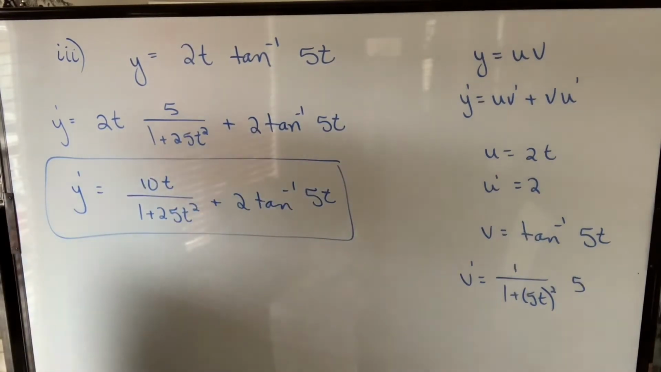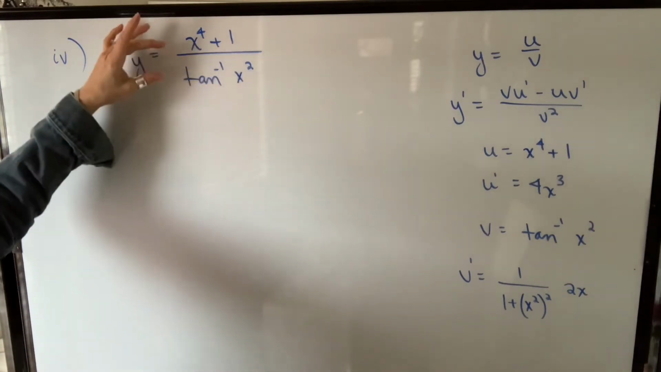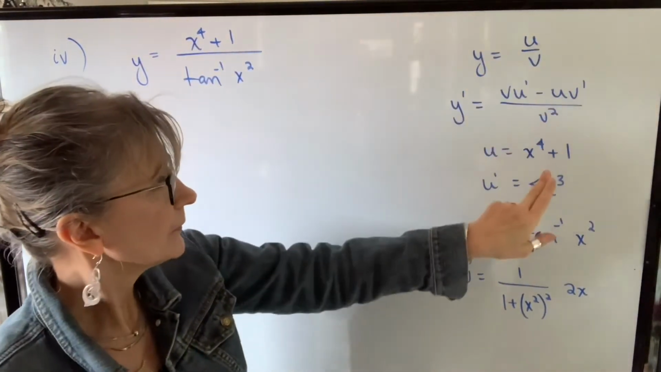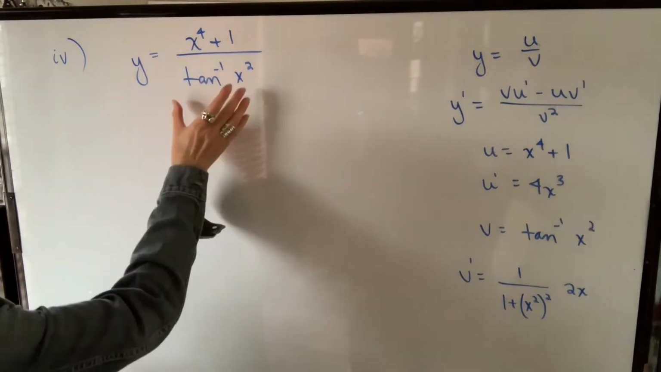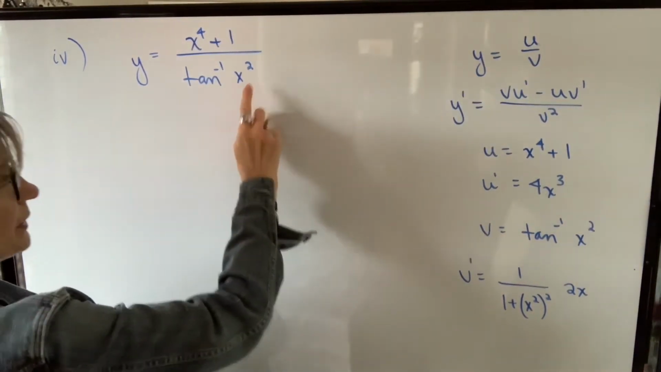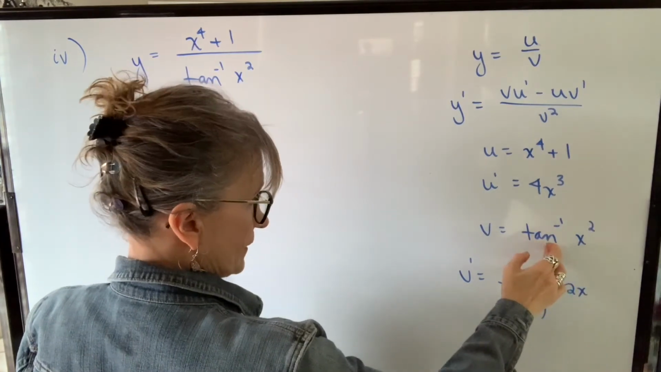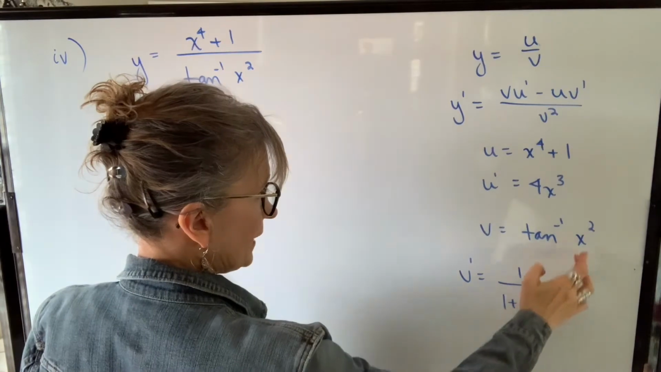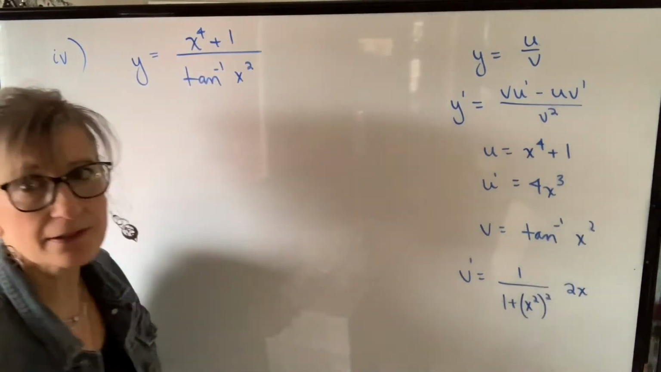That's it. Next example involves a quotient. So we have x to the 4th plus 1 in our numerator. That's our u. So the derivative of that will just be 4x cubed. Our denominator will be the v, which is inverse tan of x squared. So when I take the derivative of that, it's inverse tan function, so the derivative is 1 over 1 plus this squared, the x squared squared, and then we multiply by the derivative of x squared, which is 2x.